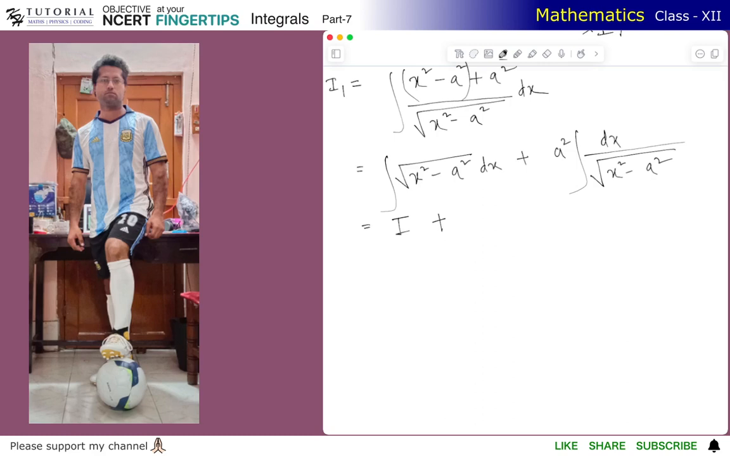There is also a standard result for this. The standard result of the integral of 1 by square root of x square minus a square is log mod of x plus square root of x square minus a square.